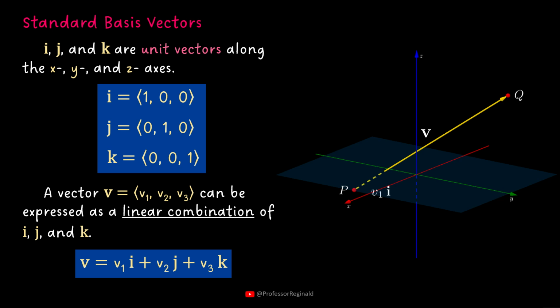v1 i is this vector parallel to the x-axis. And then, v2 j is this vector parallel to the y-axis. And then, v3 k is this vector parallel to the z-axis. Finally, we end at the terminal point Q of vector v. This is the principle of adding vectors, as discussed earlier, where the vectors are put one after the other, and the sum is the vector formed from the first initial point to the last terminal point.